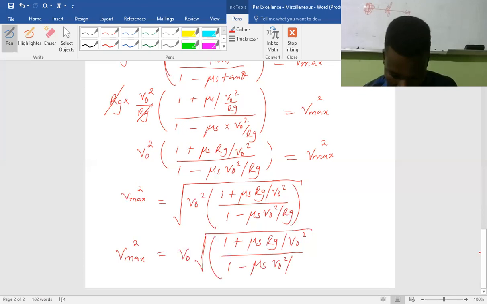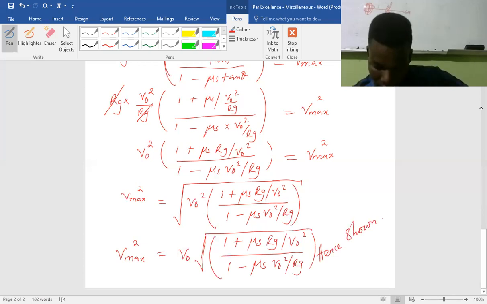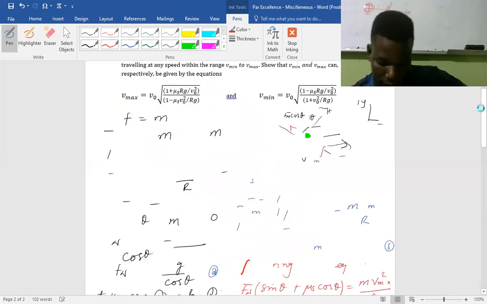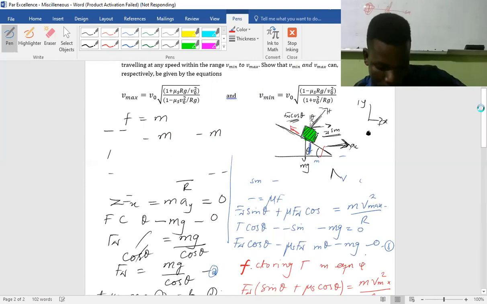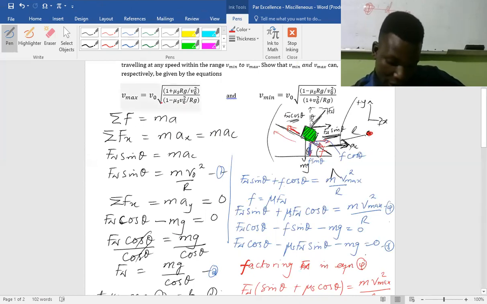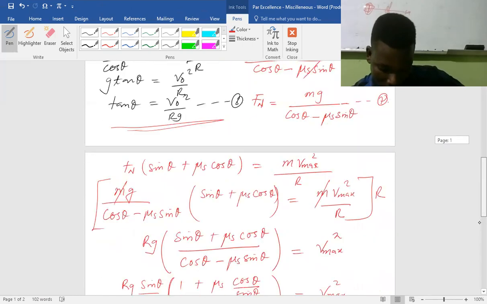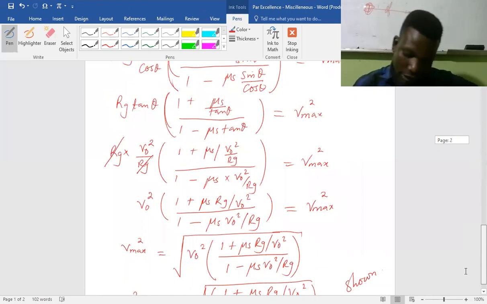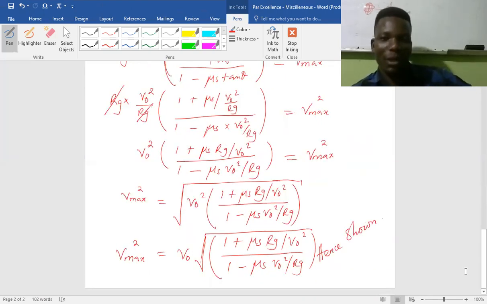And I think, hence shown. Well, let's see first from the question. Okay, so from the question, is that what we have? Yes, the maximum velocity, you can see it's here that we've been given. Yes, RG. Okay, so this is how you get the maximum velocity.